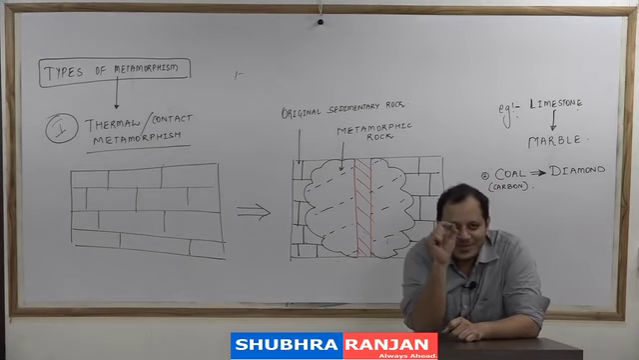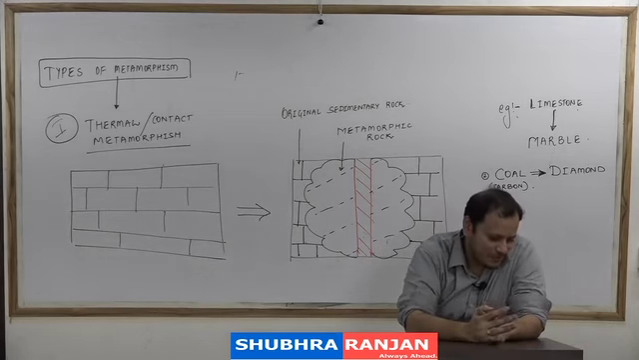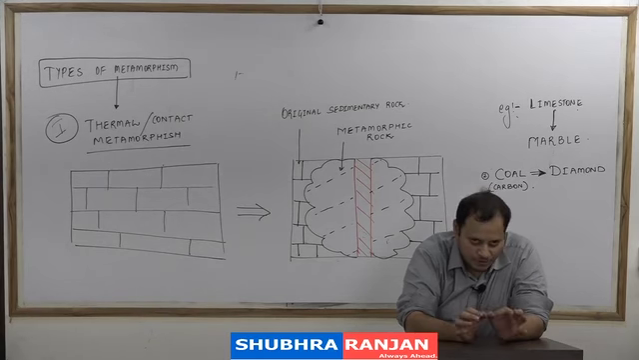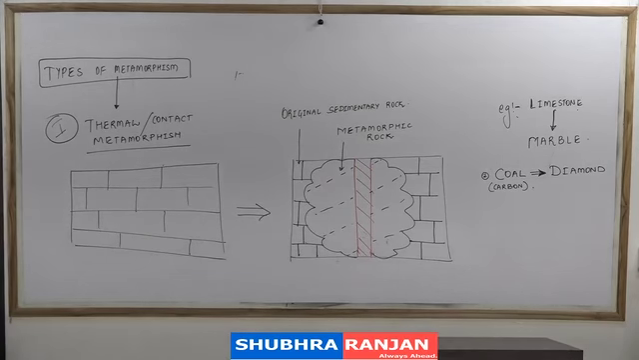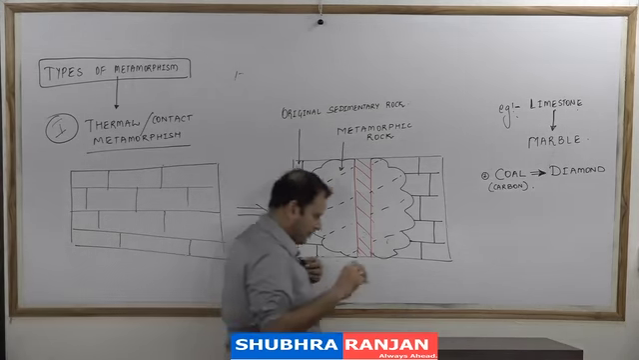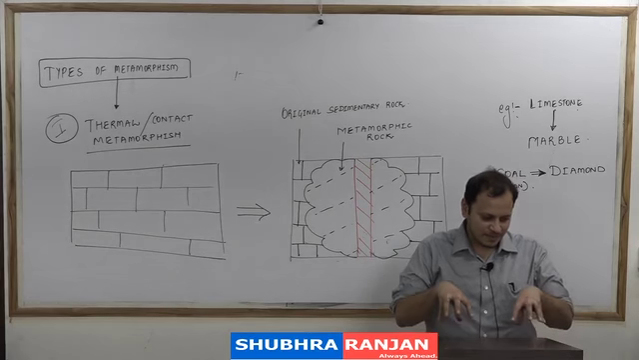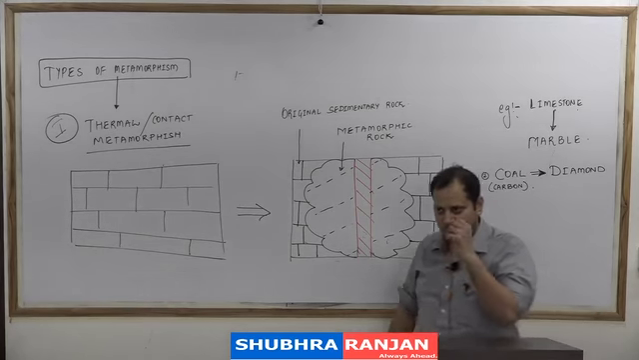So thermal metamorphism is caused due to high temperatures, during volcanic eruption, when magma rises upwards, it changes the rocks. This original rock can be any rock.